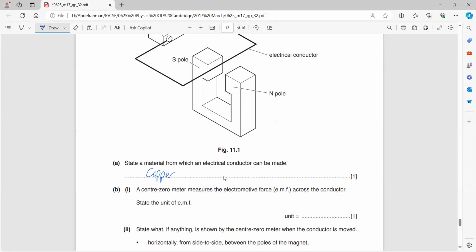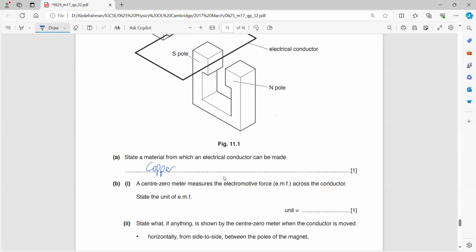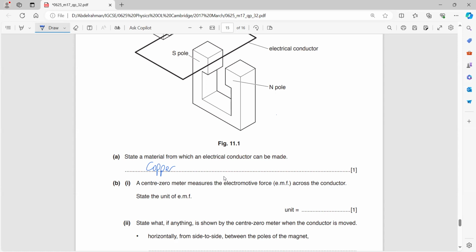Center zero meter matches the electromotive force across the conductor. State the unit of EMF. EMF is volts, or V.